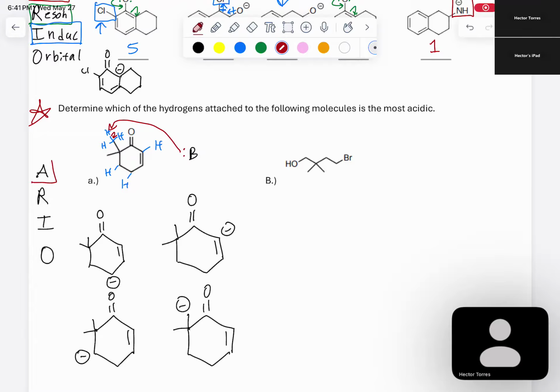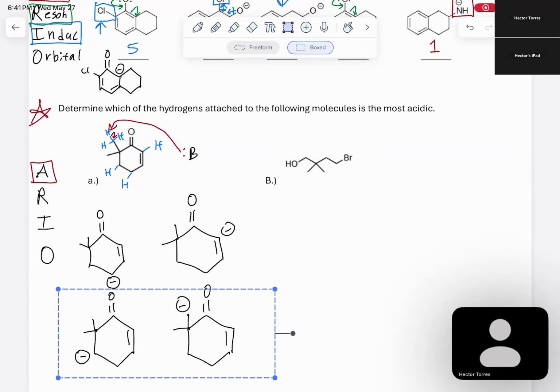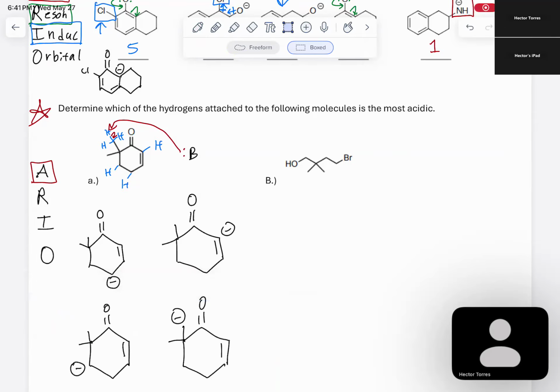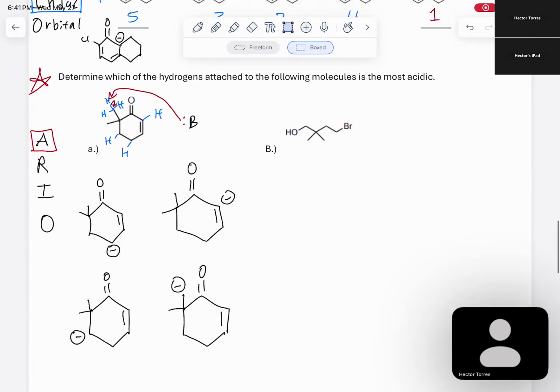So the first one is atom. All of these are on carbon, so as of right now, there is no difference in atom between any of these. The second step is resonance. So we're going to see if any of these have resonance.